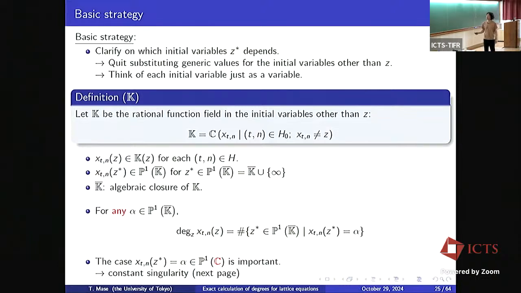Because K bar is algebraically closed, we have this relation for any alpha. The degree of a one variable rational function coincides with the number of preimages of any value. And an important case is that xtn Z star belongs to P1 C. That means this value doesn't depend on other initial variables. So this leads to the concept of constant singularity. The next page.